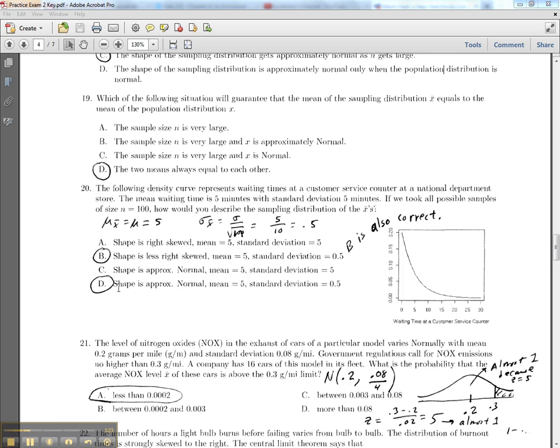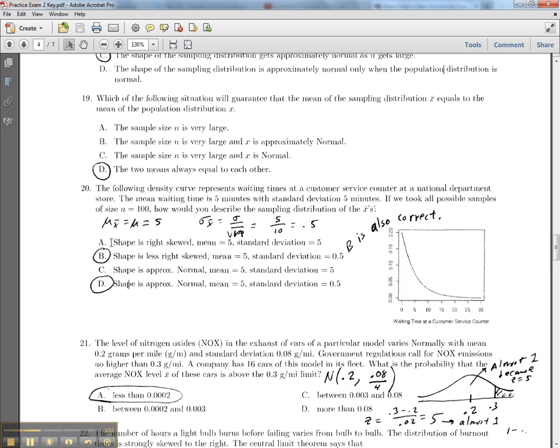So D is also true because it correctly follows the complete definition of the central limit theorem, that the shape is approximately normal with a mean of 5 and a standard deviation of 0.5. This is a mistake in the test. "Shape is less right skewed" is just saying it became more normal and not skewed. So that's how you do 20.